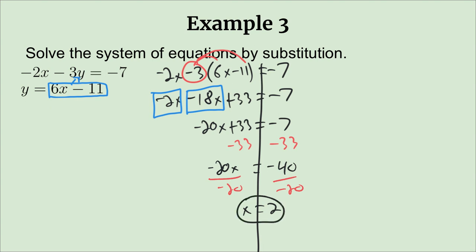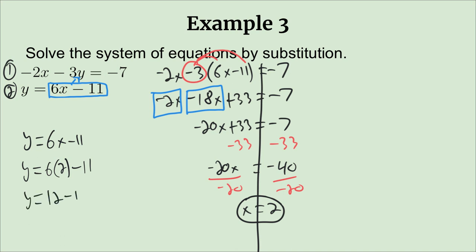Plug 2 in. We can choose either of these equations, the first one or the second one. The first one's going to take more steps, whereas the second one's going to be a real quick process. So we'll go with the second one. y equals 6x minus 11. y equals 6 times 2, what we plug in for x, minus 11. y equals 12 minus 11. y equals 1. So our final answer is 2, 1.